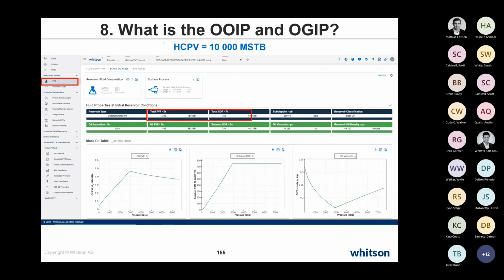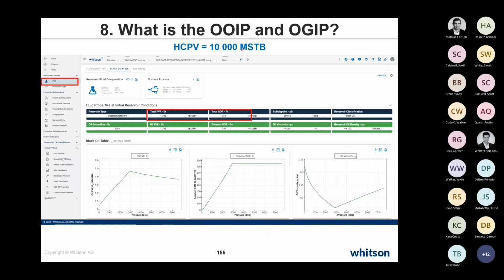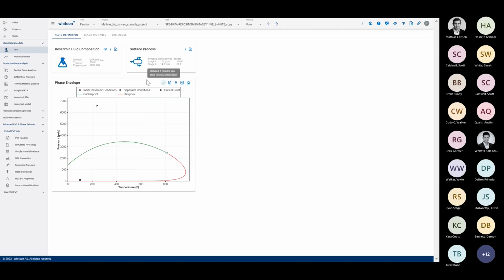So if we take an example again here, just assuming a hydrocarbon pore volume of 10 million barrels. Oh, that should not be MSTB. Sorry about that. That should be RB. That's my mistake, rookie mistake. But here we are, RB. Sorry about that. And if we take a 10 million reservoir barrel well, and we use the formation volume factor and the total GOR to estimate the pore volume, we get what?